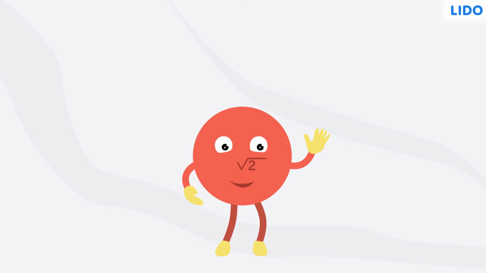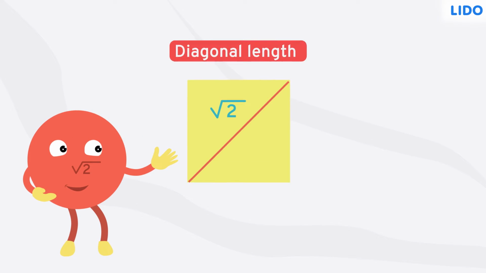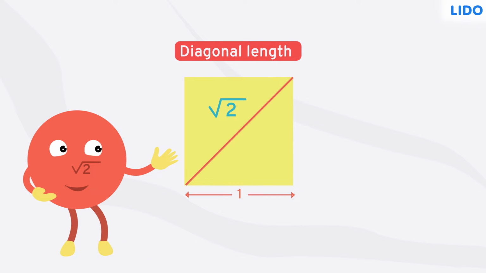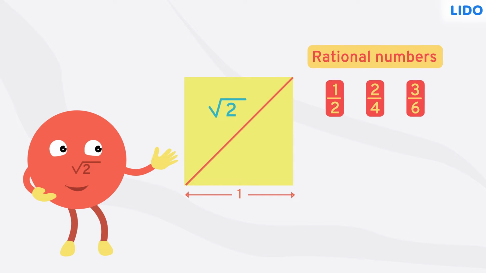Hey, meet square root of 2. He comes from the diagonal of a unit square. So far we've learned about numbers that are ratios of integers. We call such numbers rational numbers.